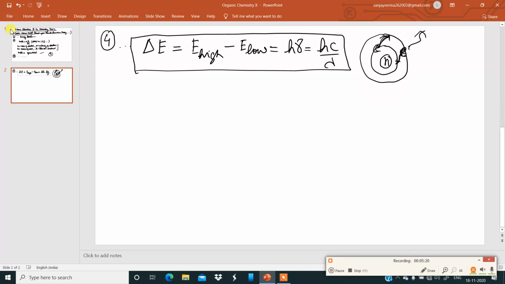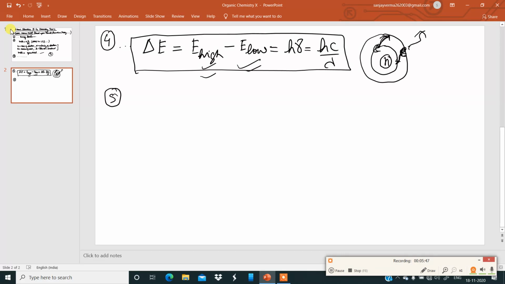Whenever there is transition of electrons from higher to lower or lower to higher, then only there is either emission or absorption of energy. Energy is absorbed, as I have told you, when the electron jumps from an inner orbit to an outer orbit, and it is emitted when it moves from outer to an inner orbit. That is number 4.